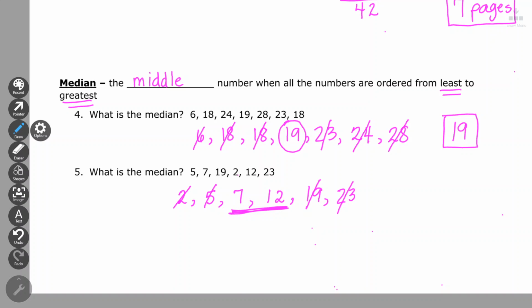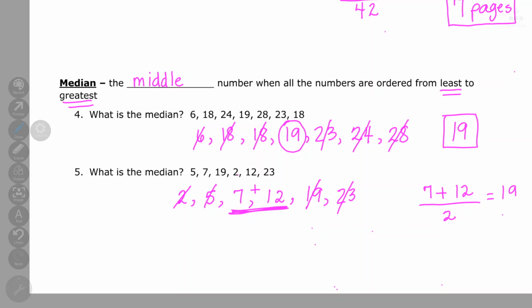What do we do if there are 2 numbers in the middle? Well, let me explain what you do. You're going to add the 2 together: 7 plus 12. And then you're going to divide by 2 because you want half of that number, because we want to find the number in between 7 and 12. So 7 plus 12 is 19. Then we have to divide by 2.